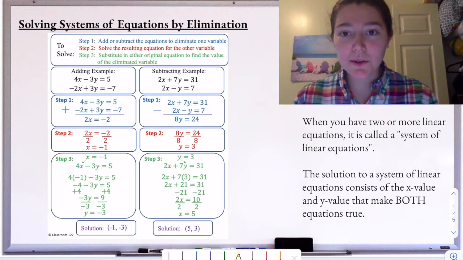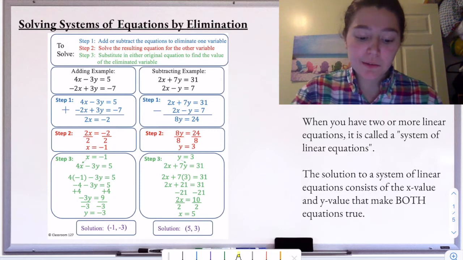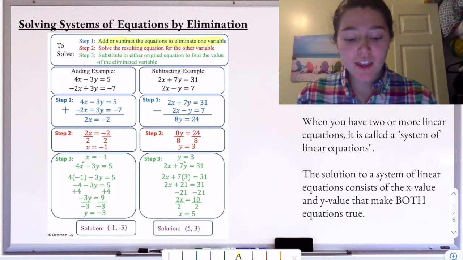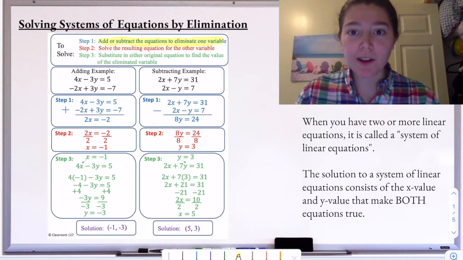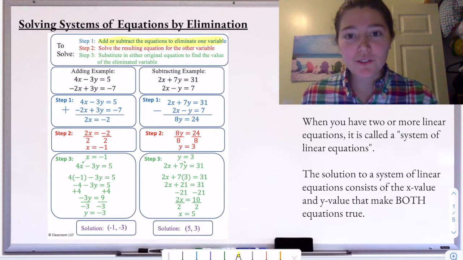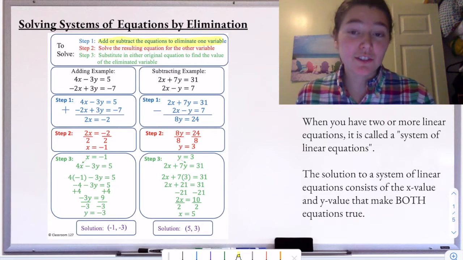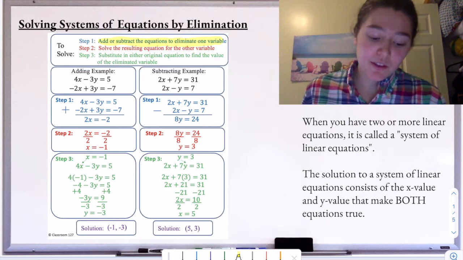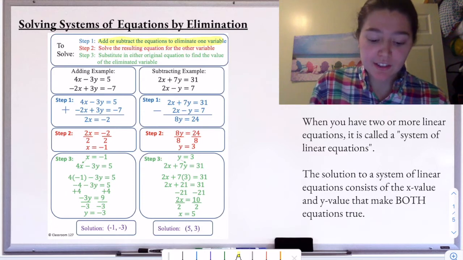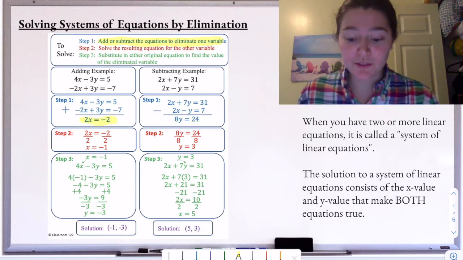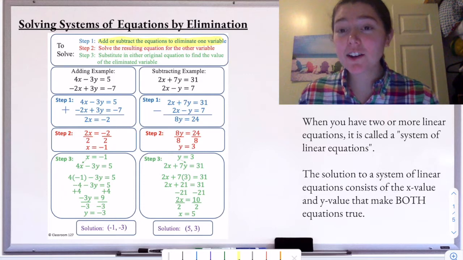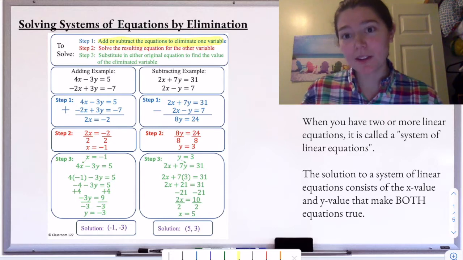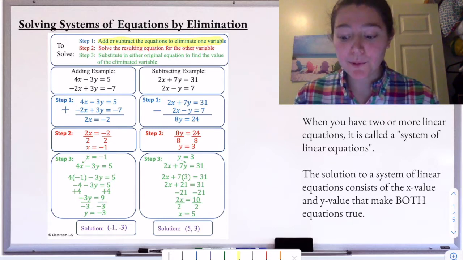To solve a system using the elimination method, the idea is that we add or subtract the two equations in the system together, right on top of each other with the x and y variables lined up, and then we solve the resulting equation. That resulting equation is normally pretty easy to solve, because we're eliminating one of the variables, so we just get a one-step equation, like 2x equals negative 2. Once you find one variable, just like in the substitution method, you substitute what that variable is equal to into one of the other equations and solve for the missing variable.